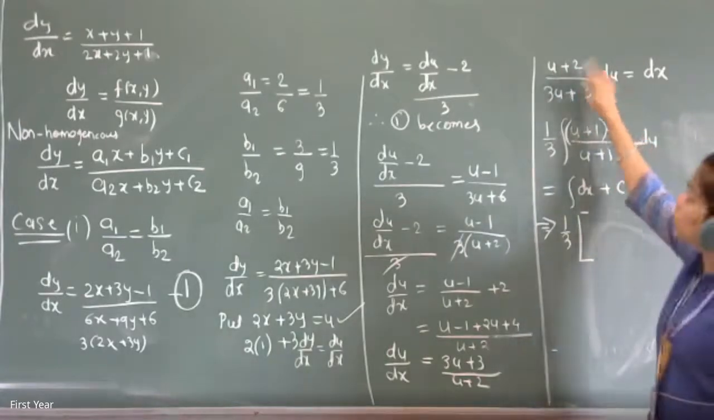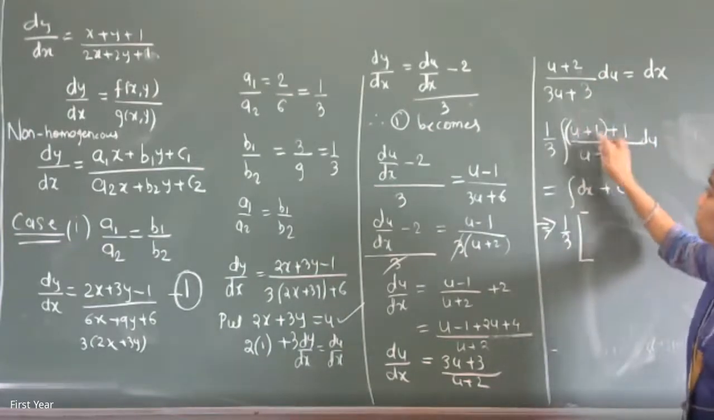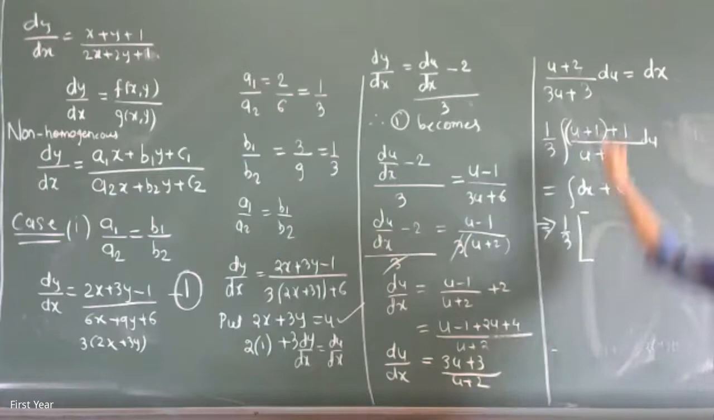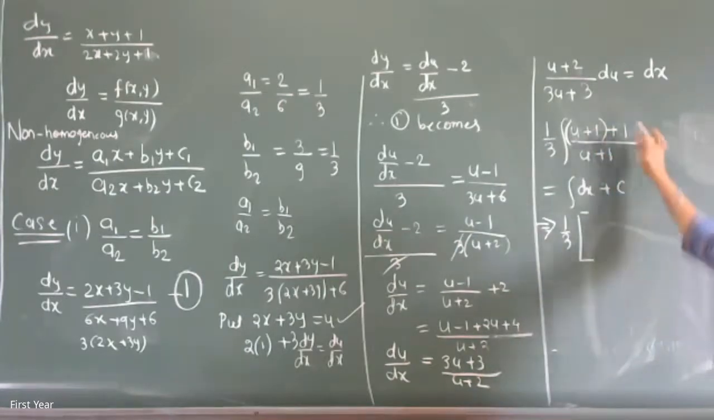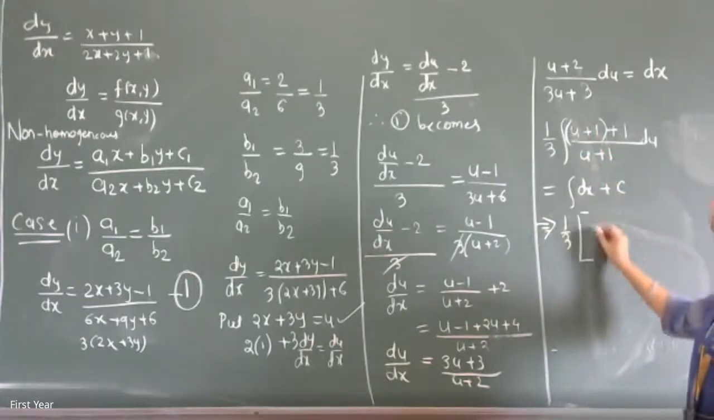Suppose here it was u plus 3. If it was u plus 3, then I would have written u plus 1 plus 2. So that u plus 1 cancels in both. The integration of 1 upon u plus 1 I know. That's why I'm splitting it like this. Clear? Clear, ma'am. Okay. So now you get u plus 1 upon u plus 1 means 1.